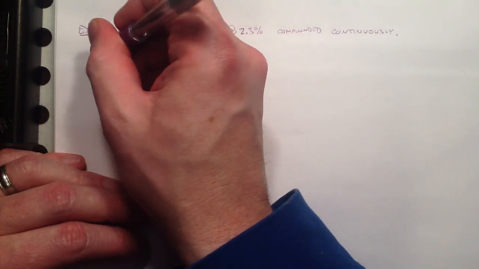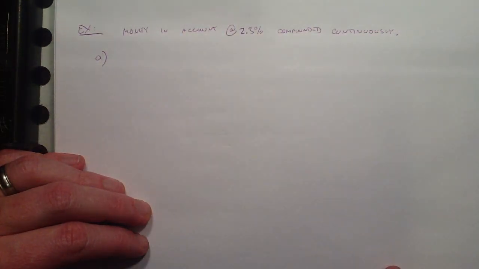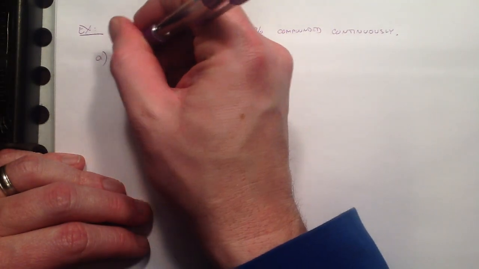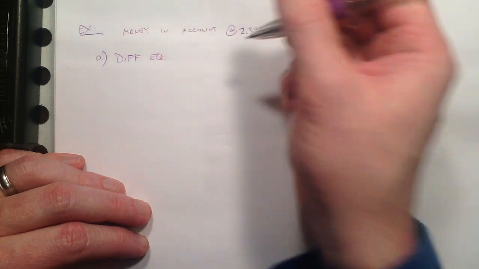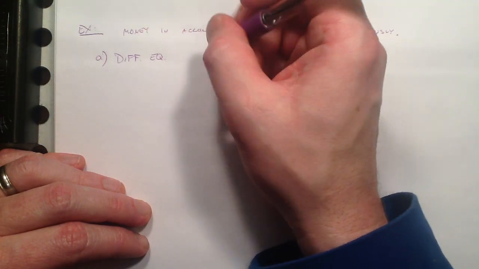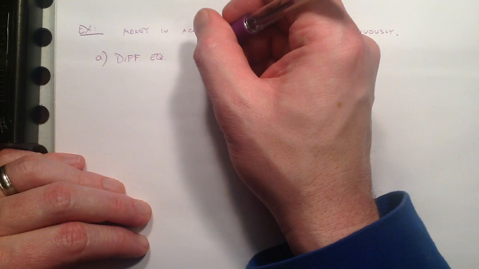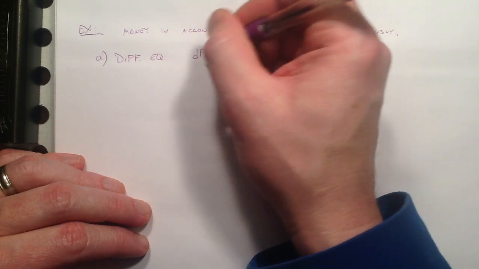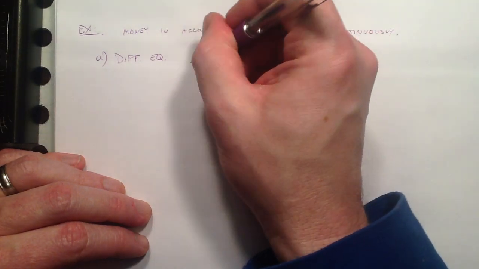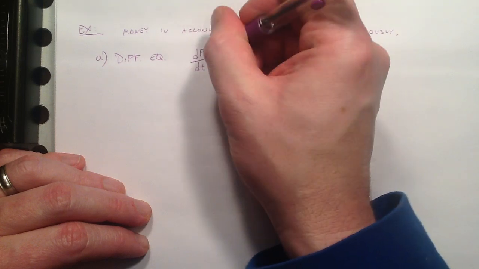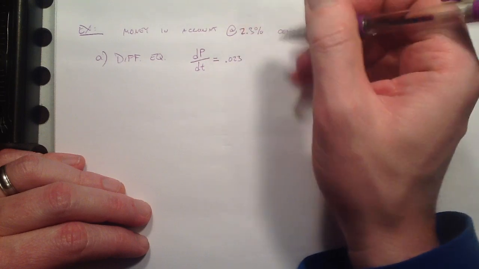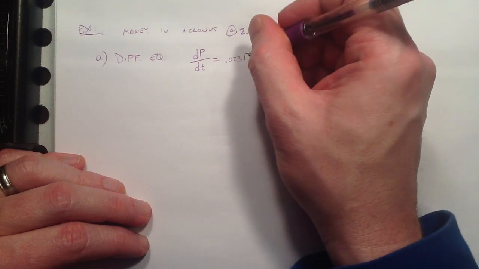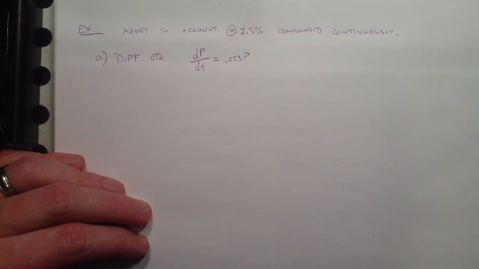All right, so what does the differential equation for that look like? The differential equation is going to look like the amount of money. I'm going to use P again, but this time it will be like principal instead of population, is equal to 0.023 times the amount of money in the account. Right?